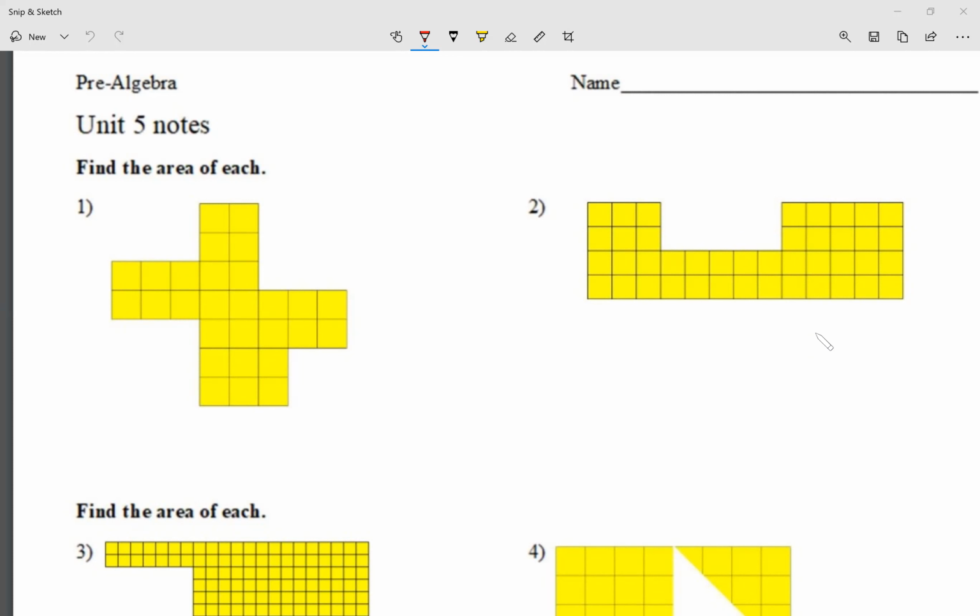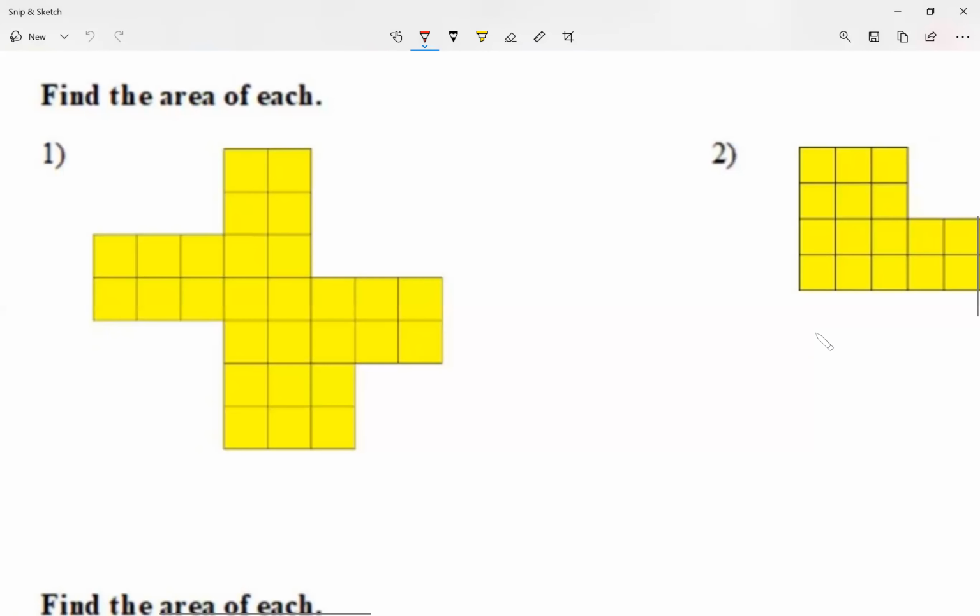Okay, so for the first thing, let's see. I'm going to give you graph figures like this one, question number 1, and I'm asking find the area of each. In reality, I'm asking how many squares are there? And I expect you to count them. Like seriously, just count them.